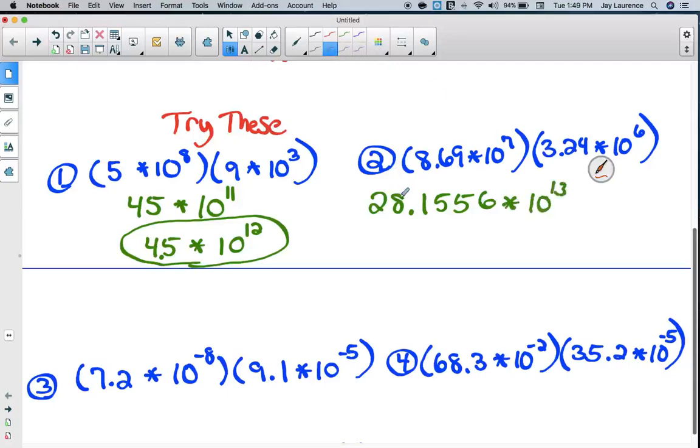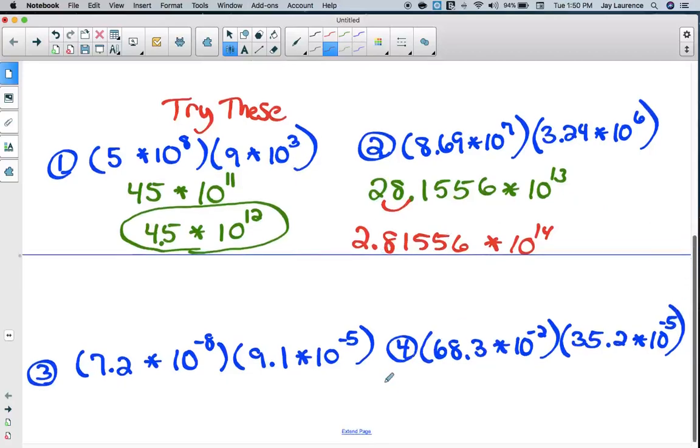The number's too big, so I'm going to divide it by 10. That gives me 2.81556, so that's 2 and 81,556 100,000s, I think, right? Tens, hundreds, thousands, 10,000s, 100,000s. Yep. Okay, times 10 to the 14th power. I don't know if you notice the inverse relationship. The coefficient got smaller, so the exponent gets bigger. Coefficient got smaller, the exponent got bigger. If the coefficient got bigger, the exponent would get smaller.